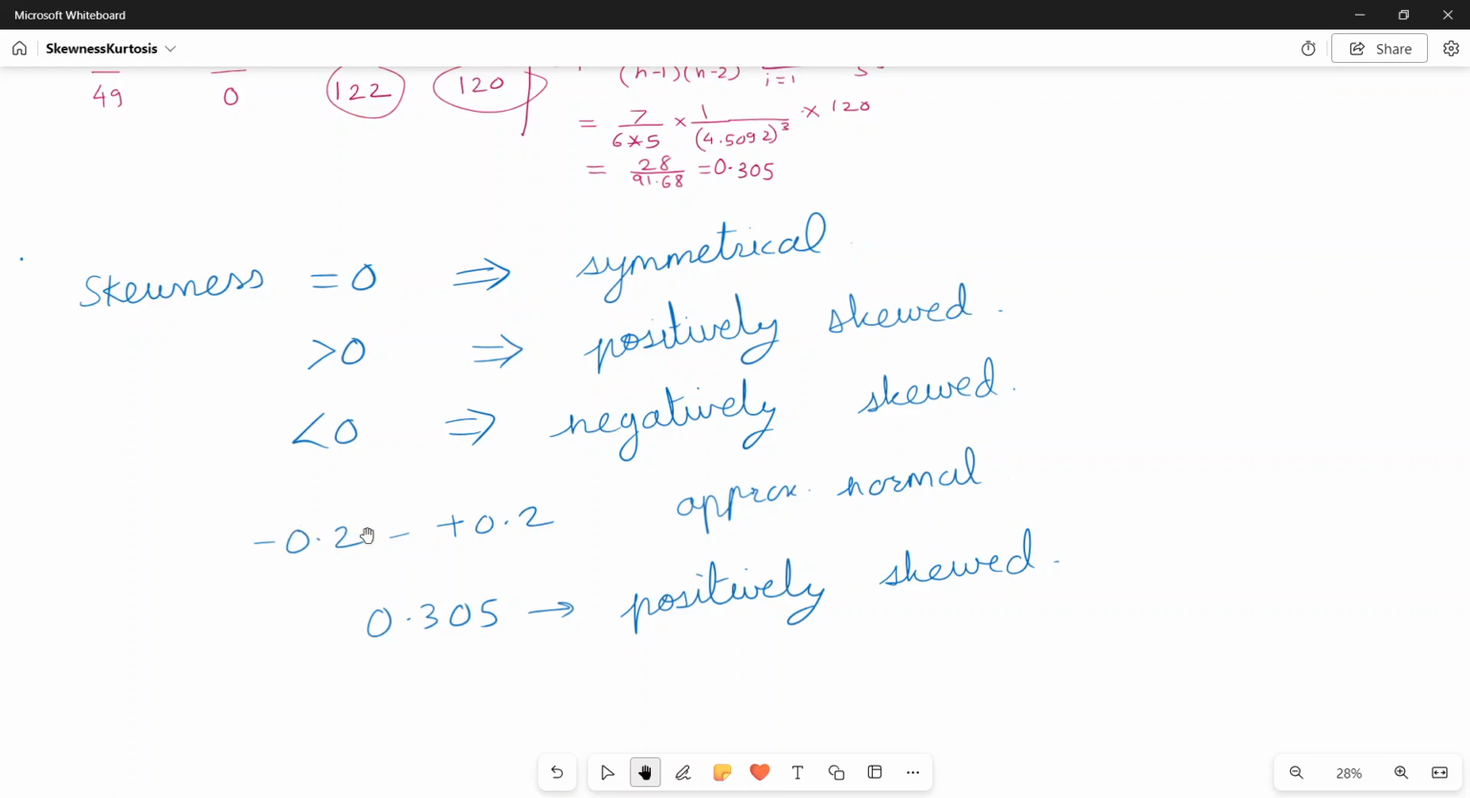In most real life scenarios, however, instead of strictly equal to 0, even if our skewness values are between minus 0.2 and plus 0.2, we approximately consider it to be symmetrical or normal. In our case, the value that we got is 0.305, which is greater than 0 and in fact greater than 0.2 as well. So we'll say that it is positively skewed.